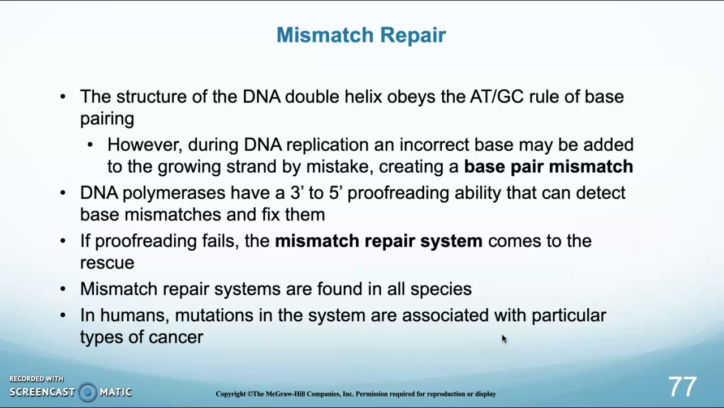If it gets missed by this DNA polymerase proofreading, we have a backup, and that's the mismatch repair system. This is found in all species, and in humans, mutations in the system are one of the places we see associated with some types of cancer.